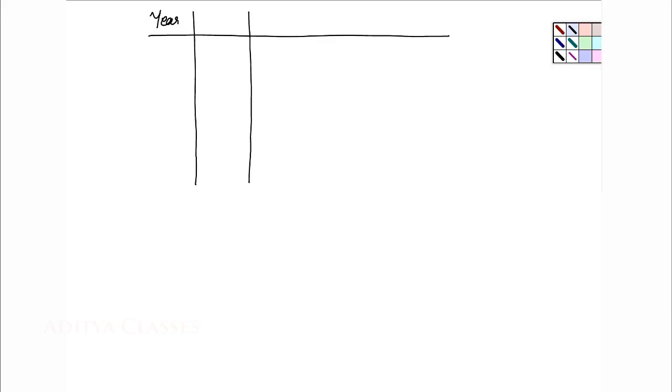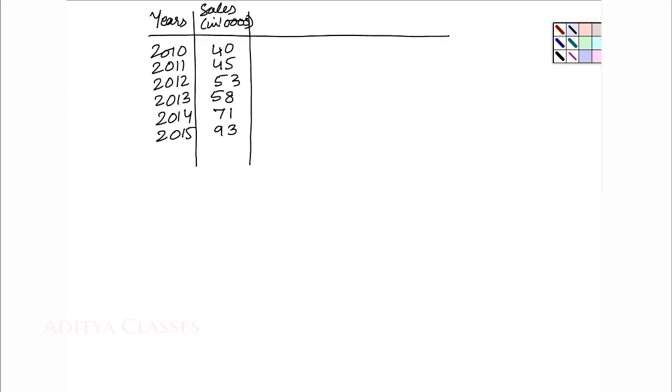We have years and we have sales figures in thousands, and the data is, so here we have our data. Now let us discuss what happens for various combinations.